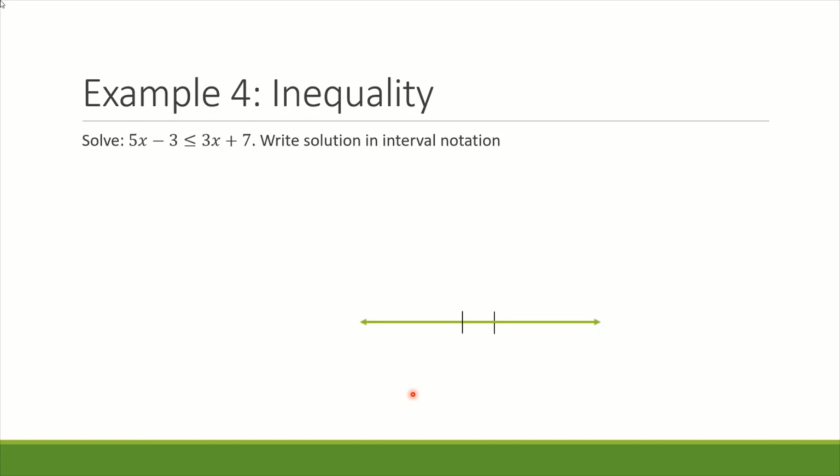So here we're asked to solve 5x minus 3 less than or equal to 3x plus 7 and write the solution in interval notation. When you're adding and subtracting, you can do it all at once. So I'm going to subtract 3x from both sides. I'm going to add 3 to both sides at the same time. You can do that with addition and subtraction, but you can't do that with multiplication.